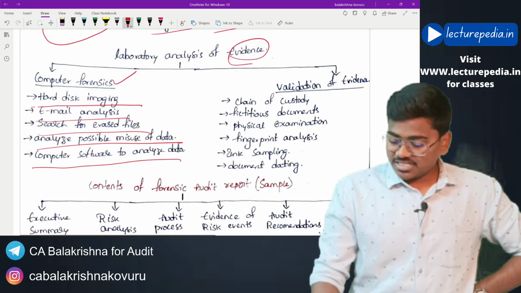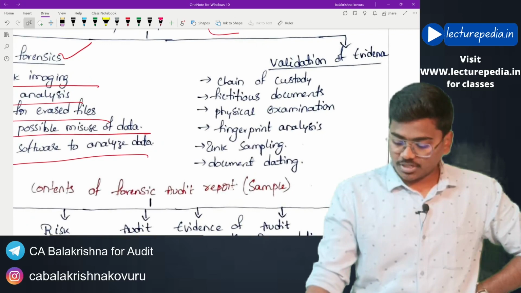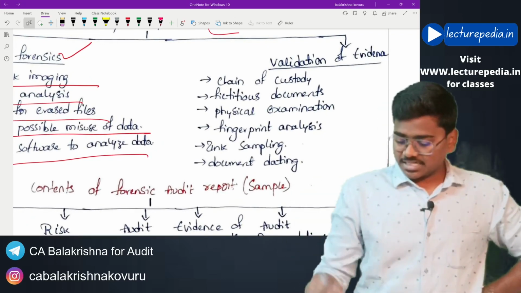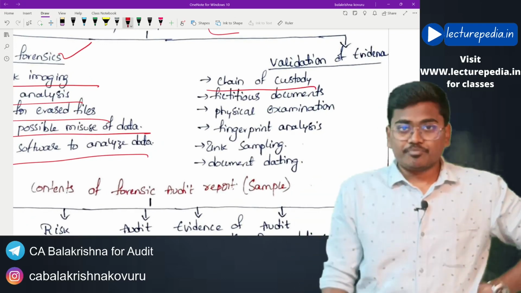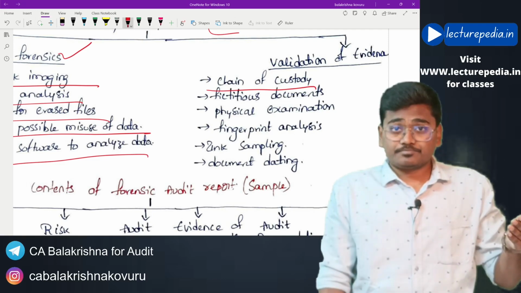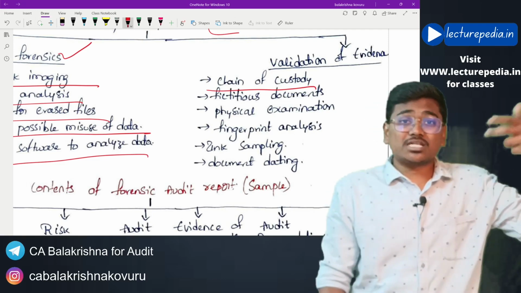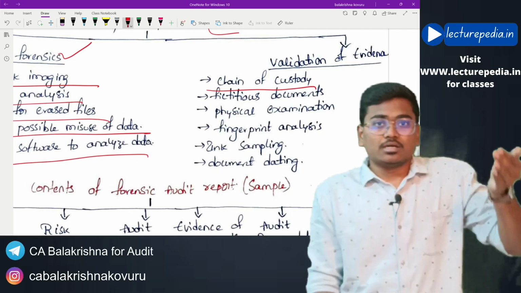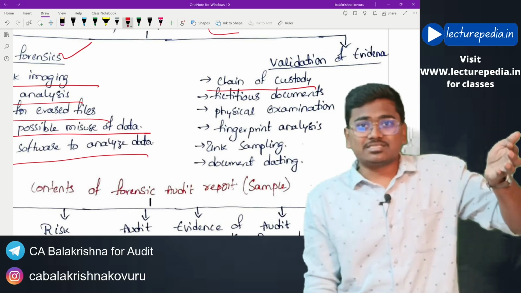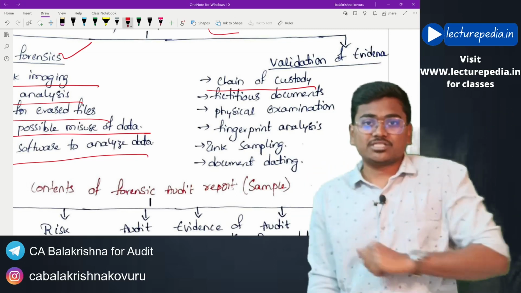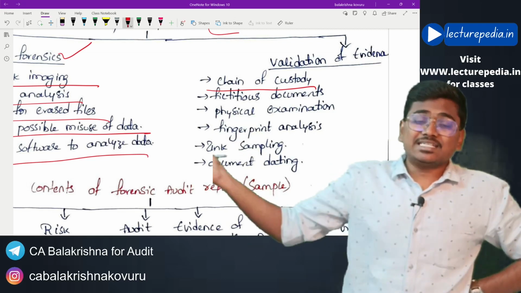To identify that, the auditor will check the chain of custody. Who are the previous owners of this evidence, how this item or evidence has been transferred from one person to another person, that is chain of custody.